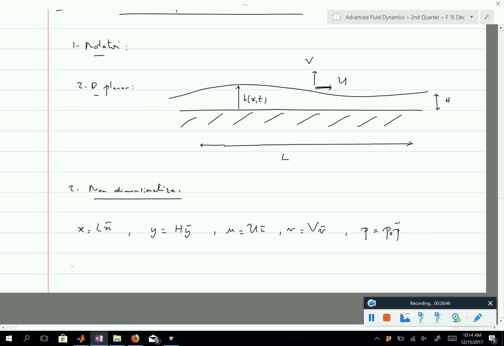And how are we going to scale time? Knowing that it's a lubrication flow, most of the flow happens in this direction. If flow happened in this direction, then it would not stay a lubrication layer for a long time. So what would be the natural time scale? Yeah, L over U. L over U is going to be our characteristic time scale. Very good. And with that, we non-dimensionalize.